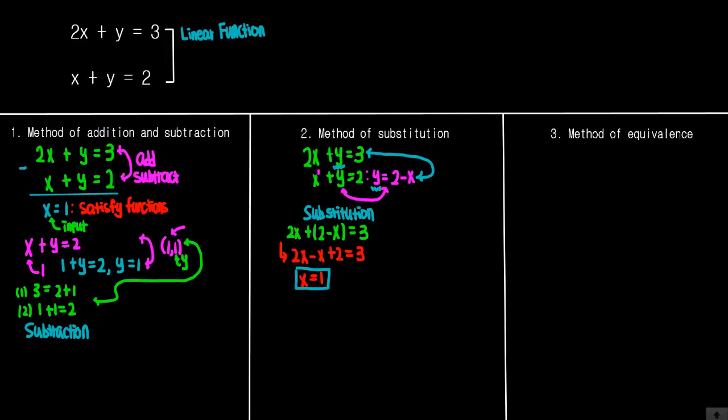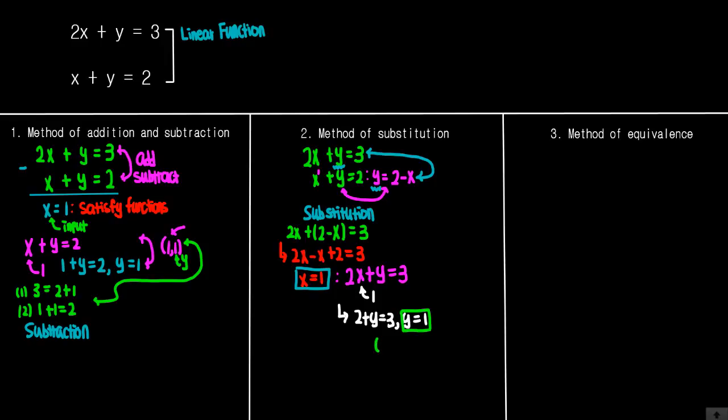So let's input it to our first function, 2x plus y is equal to 3. When you input the x value as 1 to our original function, instead of x, we input 1. And we're going to get 2 plus y is equal to 3. And if we isolate the y value, we can get y is equal to 1. So we solved the y value, and this was the method of substitution.